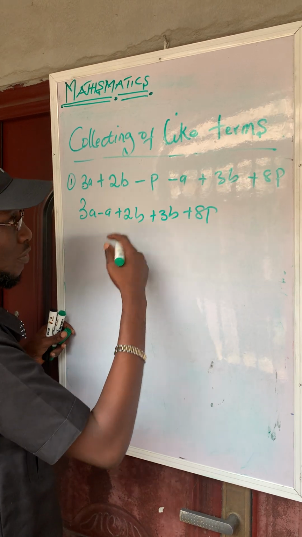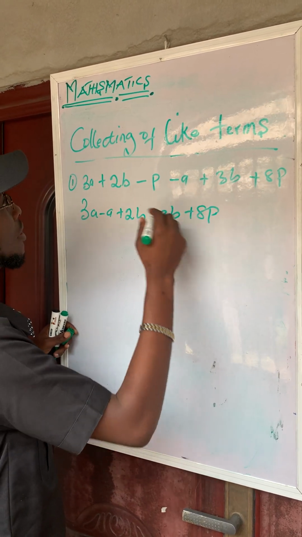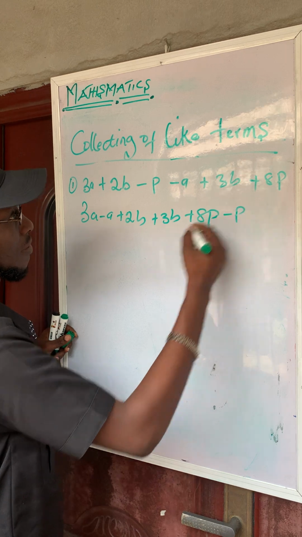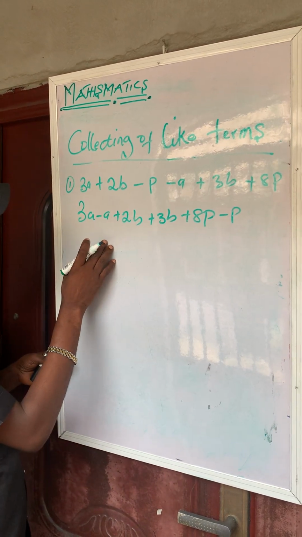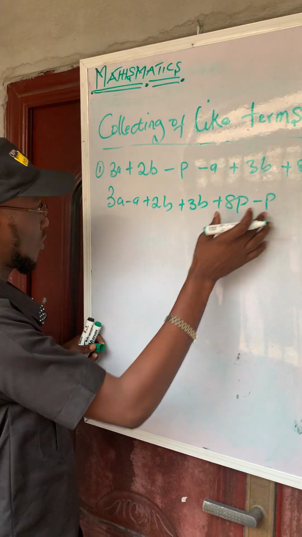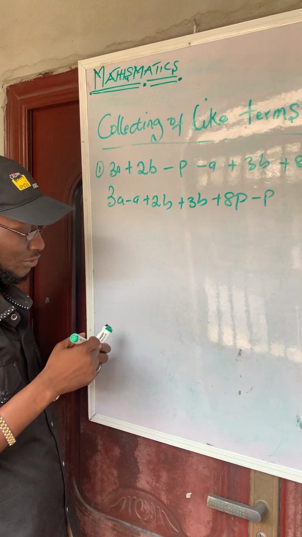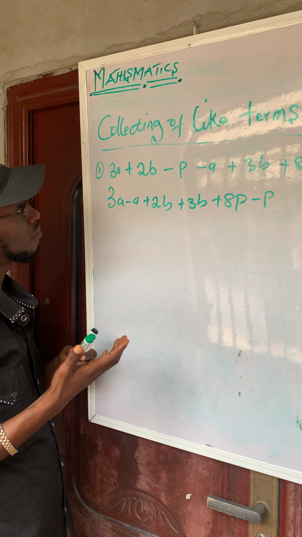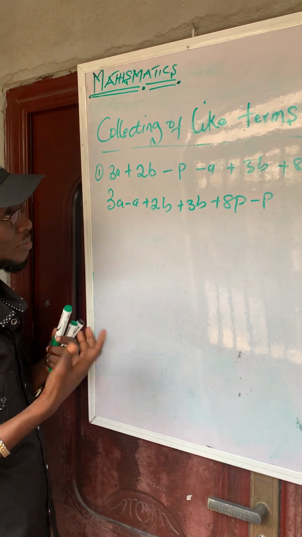Even if you write this one first, no problem. We have plus 8p. Then we have minus what? p. So you can add the a's together, you can add the b's together, and you can also add the p's together. In our previous video, I taught you how to add numbers, so I believe you can add these.